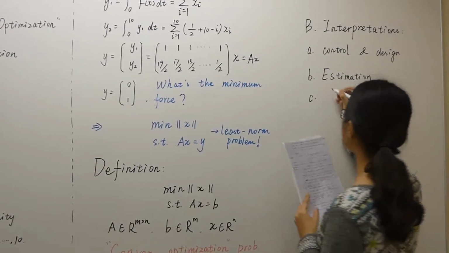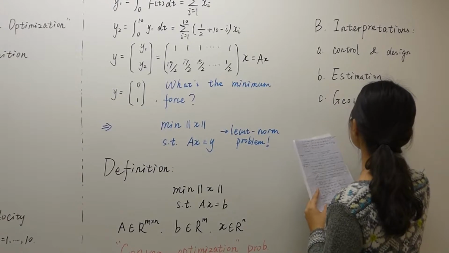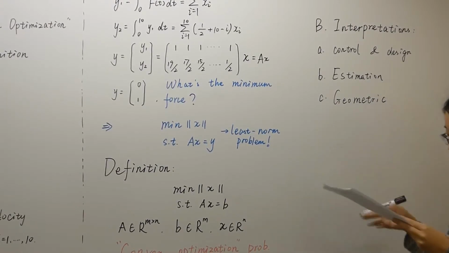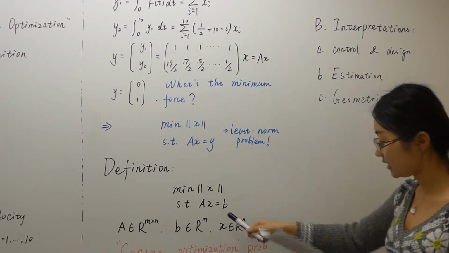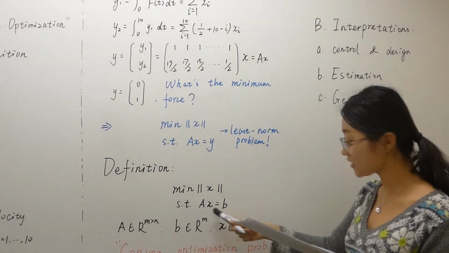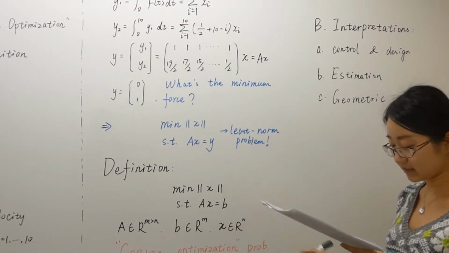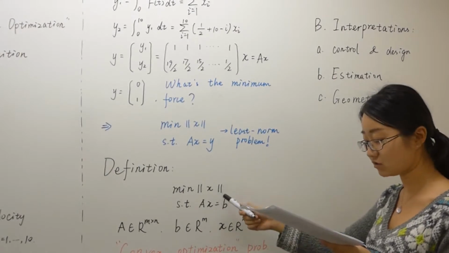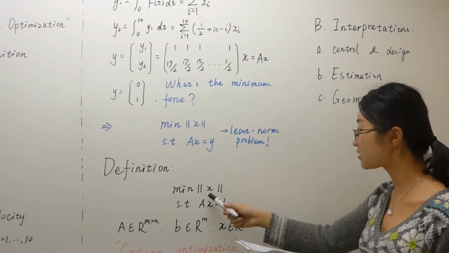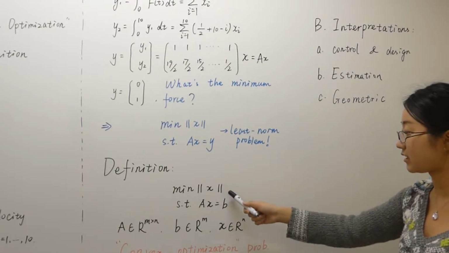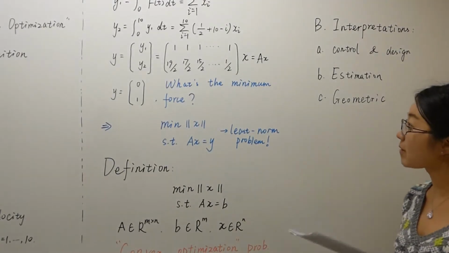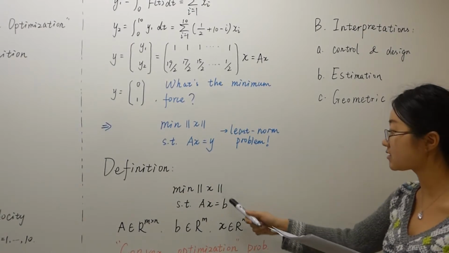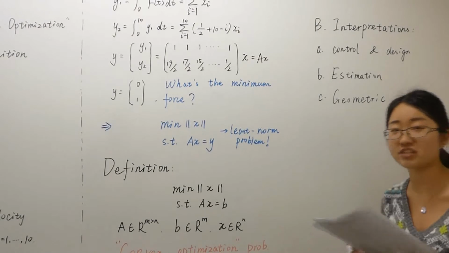The last interpretation is the geometric interpretation. We can see that the feasible set is affine, and our objective function can be understood as the distance between x and the origin. Then the least norm problem helps us to find the minimum distance from x to the origin.